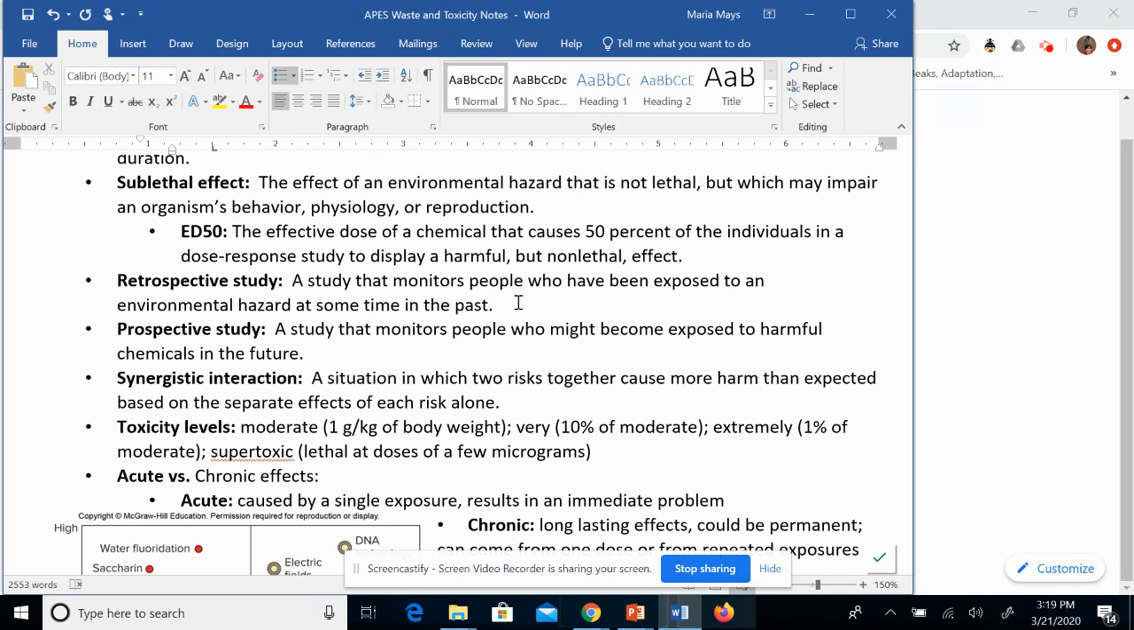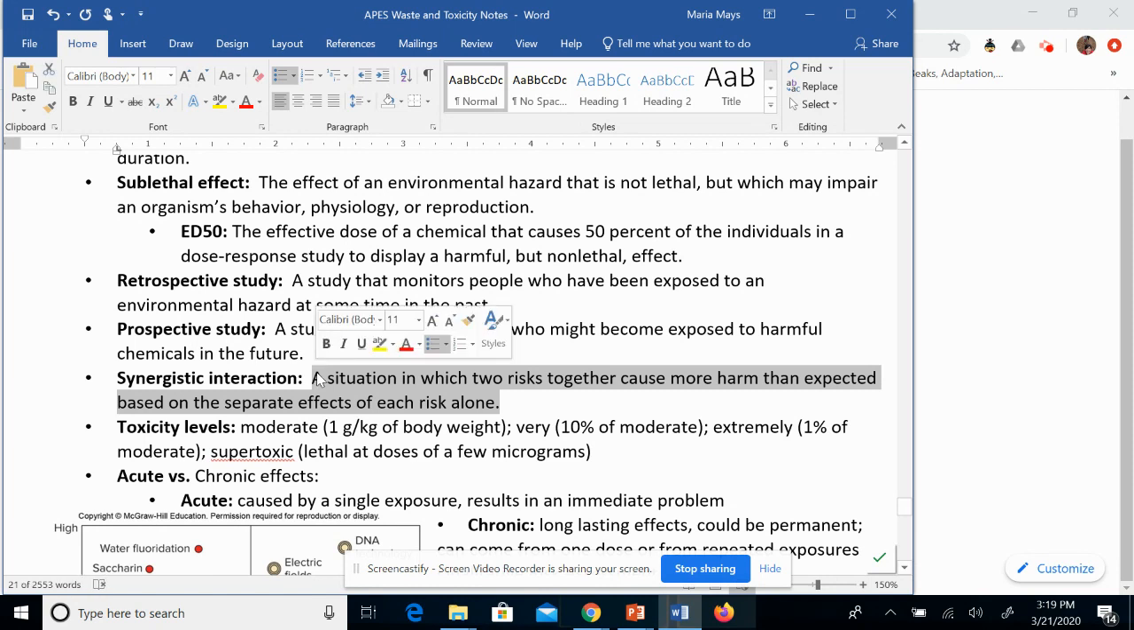Now, I read that definition kind of because it's there and that's just what you do, but I want to explain this to make sure that you understand this. So this is where you have two different risks that together cause more harm than you might expect if you were just adding the risk. For example, if someone is a smoker and they also drink alcohol, you might see more risk to their heart health because they are combining both of those risky behaviors than you would if they did just one or just the other, or if you added the risks up.